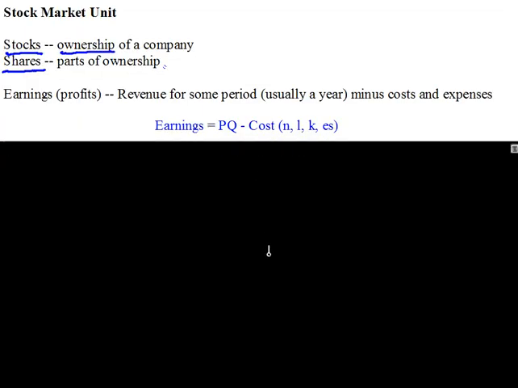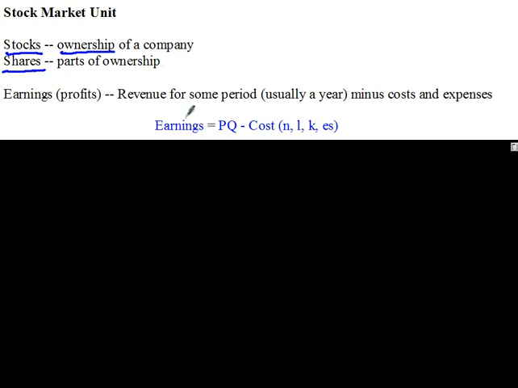And then number two, the other word that we'll care about using here is shares. A share is one part of a company. So if you own a share in a company, then you own one part of the company. Stock is the general concept, the ownership of a company, and a share is the part of that ownership that any one person might have. So let's take a look at why you would want to own a company. What would be the reason?